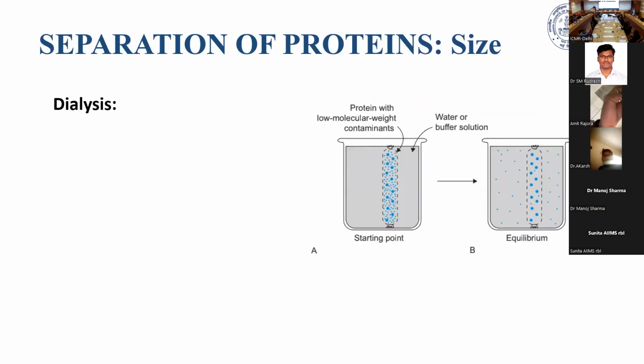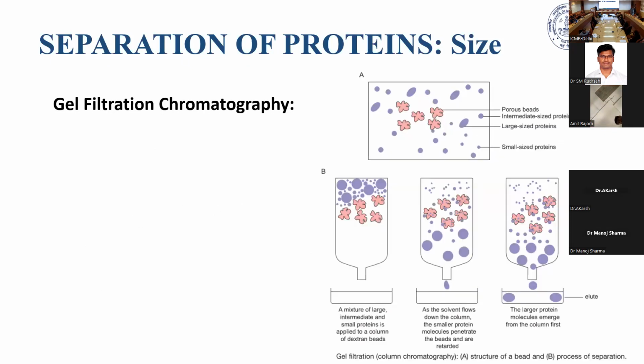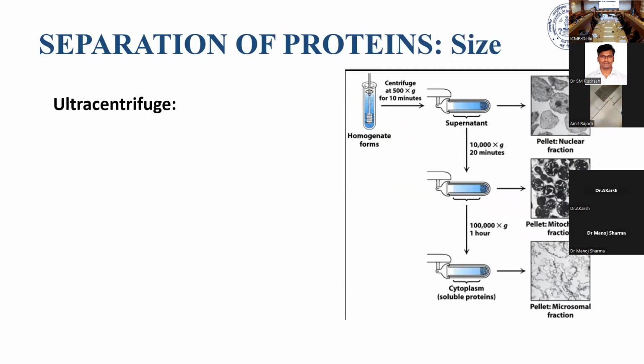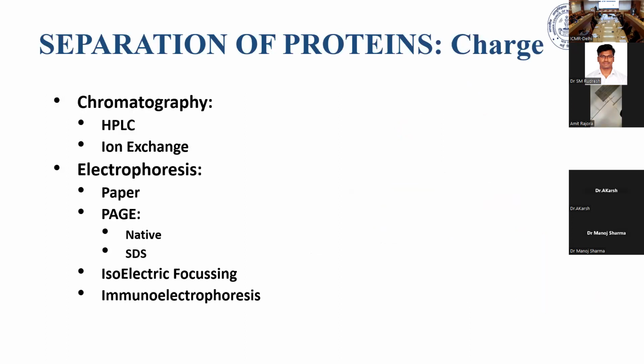So, for example, the next techniques will be size dependent. You have dialysis, gel filtration chromatography, and ultracentrifugation. These are dependent on the size of the protein. Then you can have various procedures which are dependent on charge. Commonly, it is chromatography and electrophoresis. Different types of chromatography and electrophoresis are there depending on the property of the protein.